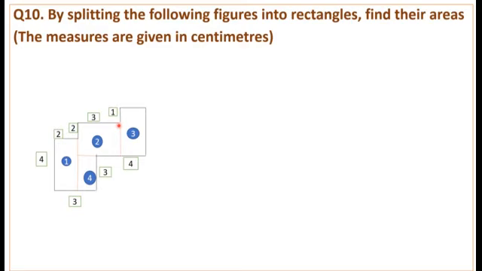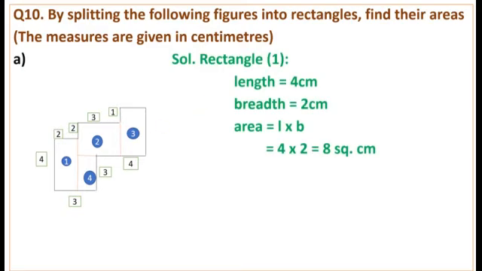Okay, so let us solve this. The first rectangle you see, its length is 4 and breadth is 2 centimeter. So we are getting area as length into breadth, equal to 4 into 2, equals 8 square centimeter.